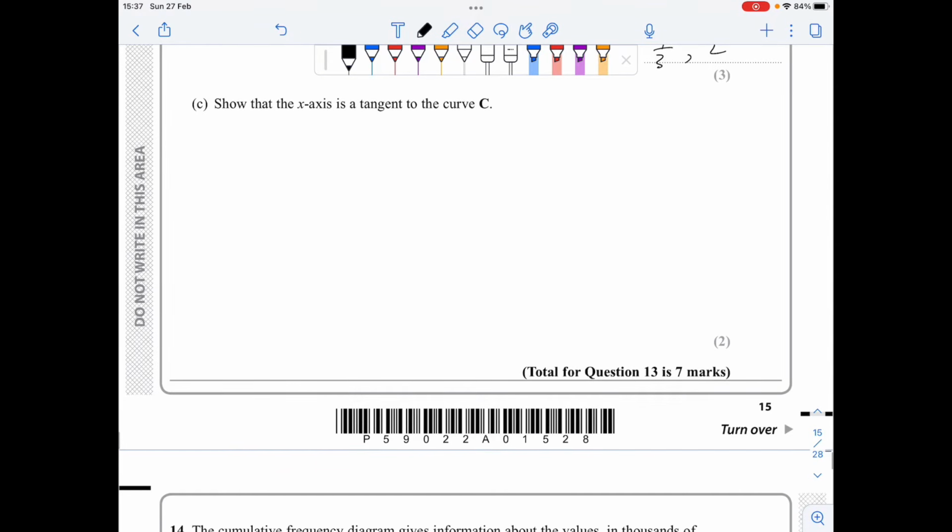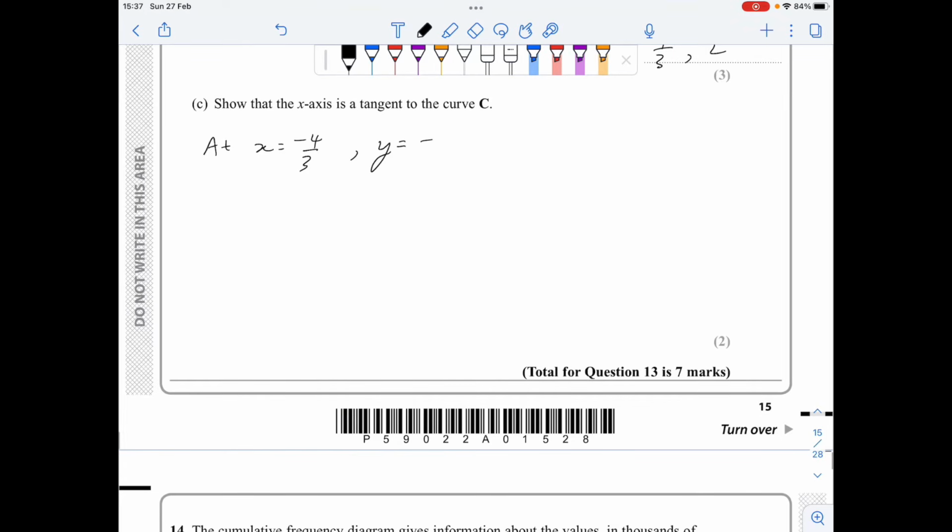For part C, to show that the x-axis is a tangent to the curve, I need to show that in one of the turning points, the y-coordinate is 0. So let's try both to see which one gets a y of 0 at x equals minus 4 over 3.